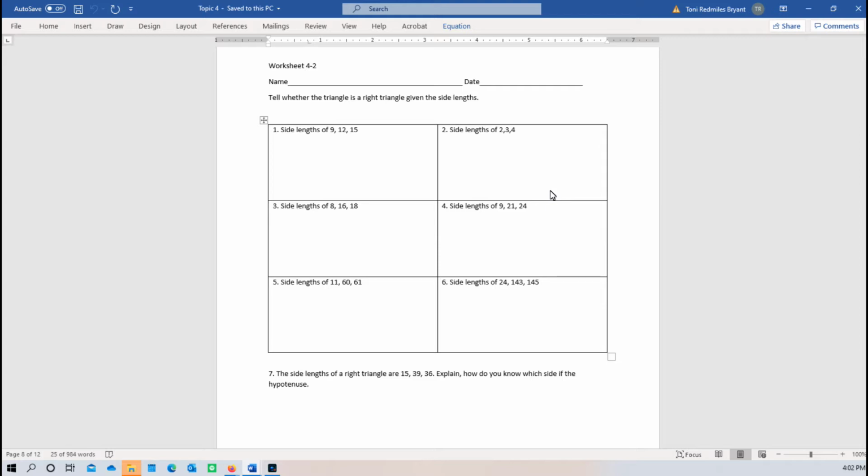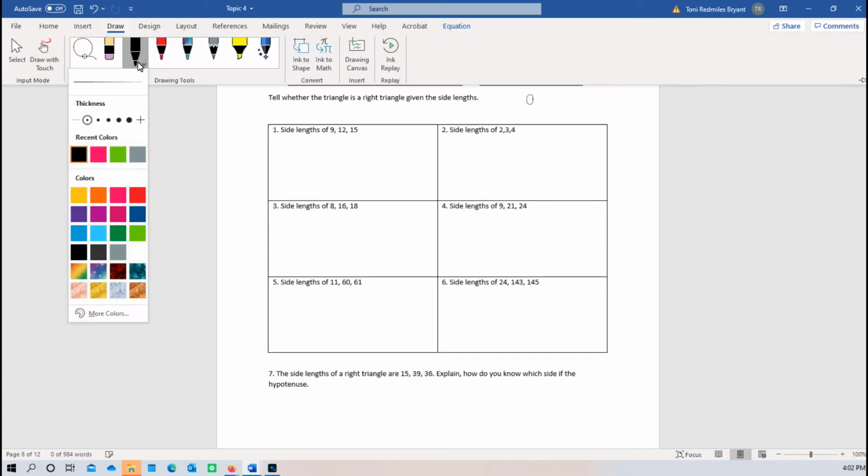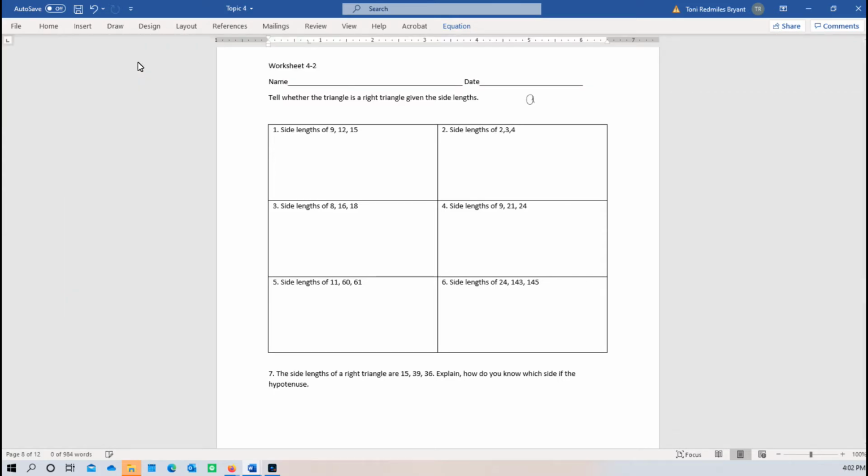To be able to prove that something is a right triangle, we need to prove the relationship of a right triangle. The relationship is that if I add the legs of the triangle, A squared and B squared, it will equal the hypotenuse squared. If it doesn't have this relationship, it's not a right triangle.